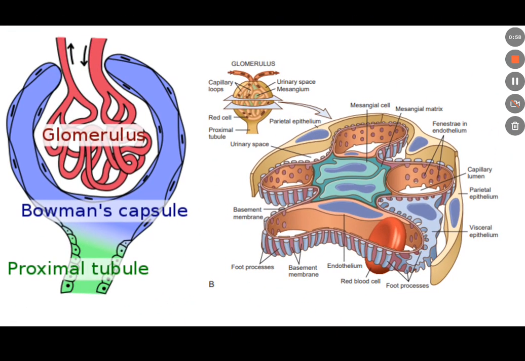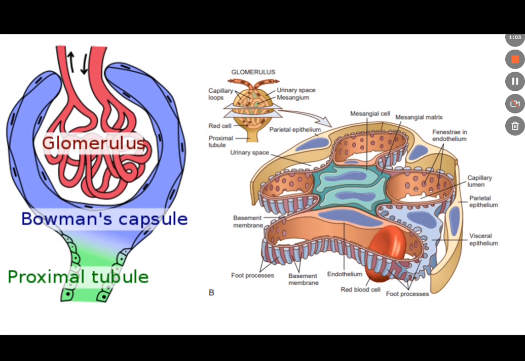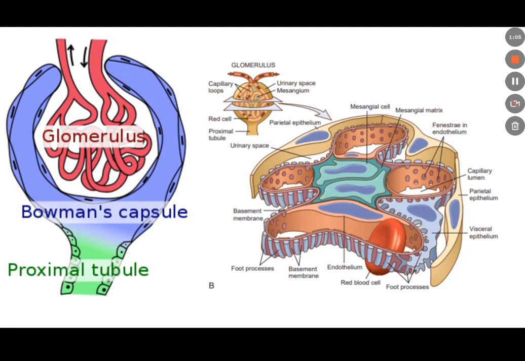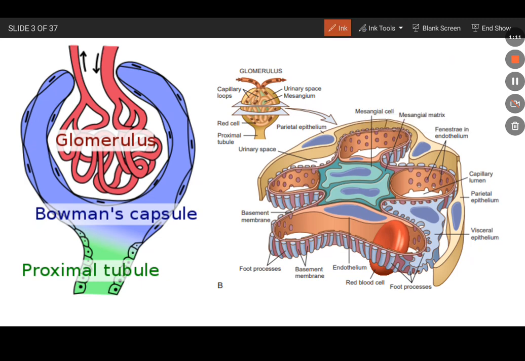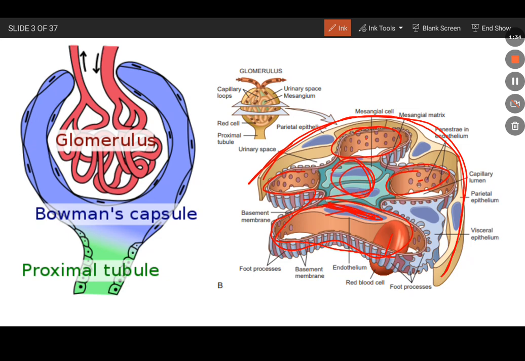This is the outside, this yellow thing is the parietal epithelium. Let me try by marking. Yes, okay. So this yellow is your parietal epithelium. These are your capillaries. The central empty space is the lumen of the capillary. This is your RBC in the capillaries, and the cells lining these capillaries are your endothelial cells. So this is the endothelium, and here we have the mesangial matrix.